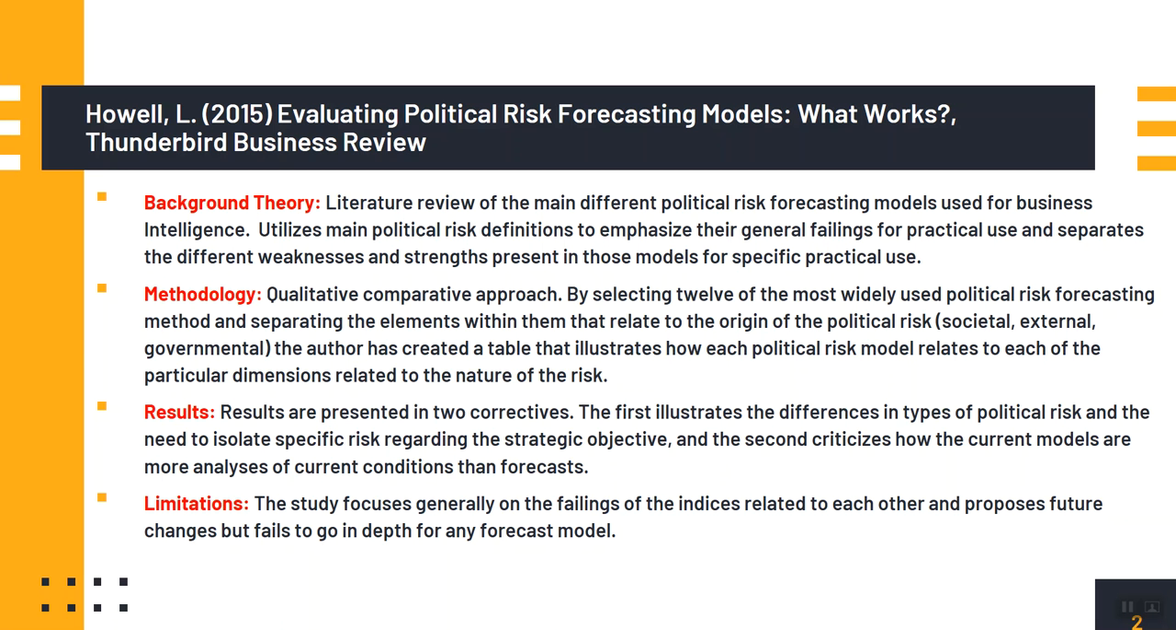The methodology of this document is a qualitative comparative approach. It selects 12 of the most widely used political risk forecasting methods and separates the elements within them that relate to the origin of the political risk, whether it be societal, external, or governmental. And in a table, the author has illustrated how each political risk model relates to each of the particular dimensions related to the nature of the risk and how they relate to each other.